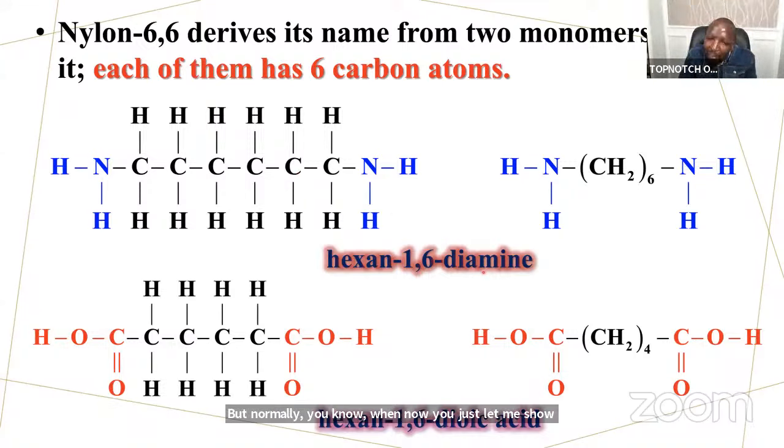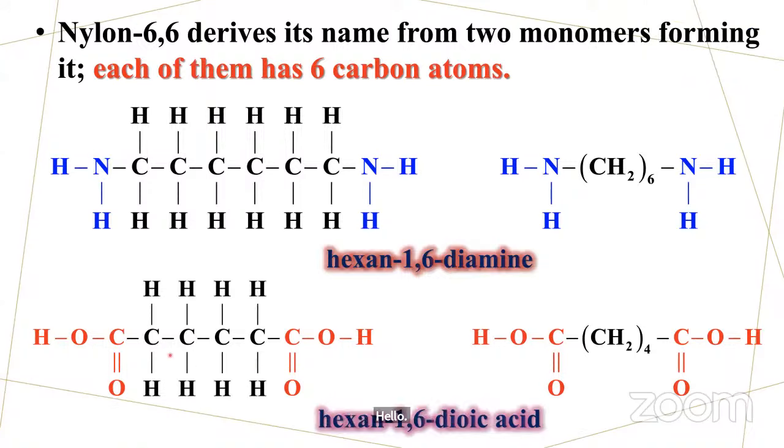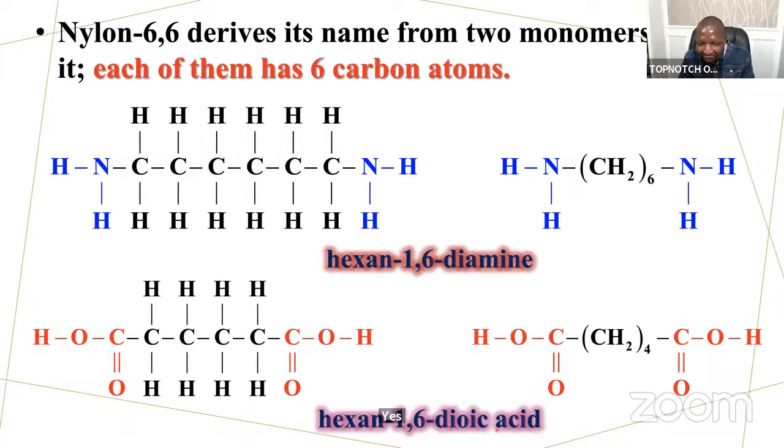Diamine means it has two amine groups. Where are they located? One on the first and the other on the sixth carbon. If you start counting 1, 2, 3, 4, 5, 6, we can say this is carbon one, with an amine group at the first carbon, and at the sixth there is an amine. That's why we have the name hexane-1,6-diamine. Do we understand, students? Yes.